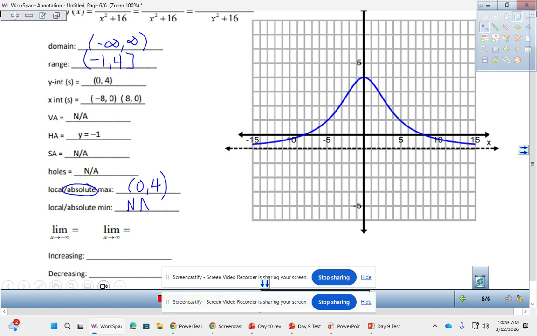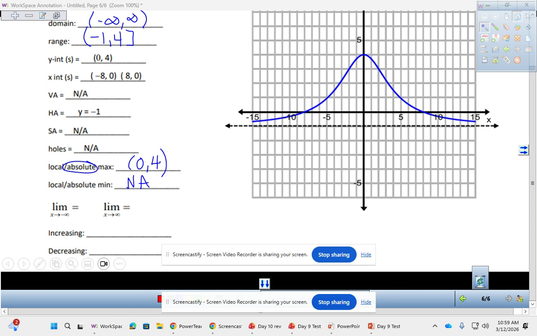And then even though I have negative infinity to positive infinity as my domain, I'm going to have to split that because the graph isn't always increasing or always decreasing. So the first half of the graph is increasing until the middle of the graph, which is 0. And then the second half of the graph is decreasing. Questions? Do we feel okay with that?